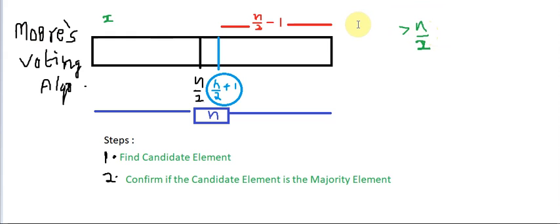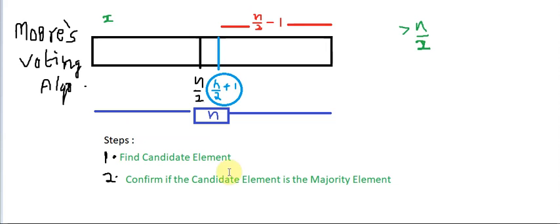Using Moore's voting algorithm we'll do this in two steps for finding this majority element which is occurring more than n by 2 times, where n is the length of the array. So the first step is finding the candidate element. The candidate element is the element which can likely be the majority element, but it is not necessarily a majority element. So that is what we are going to do in the first step. There is a procedure for doing that.